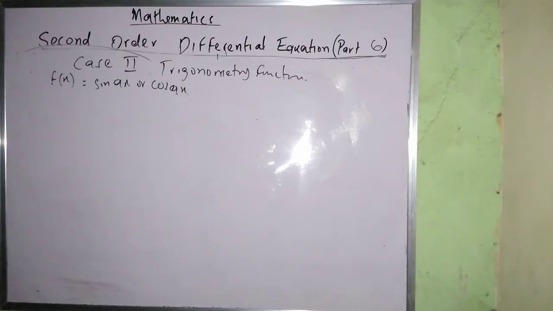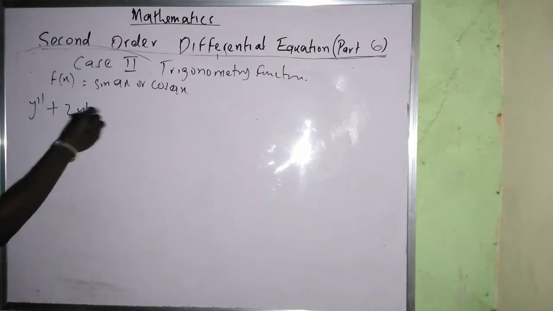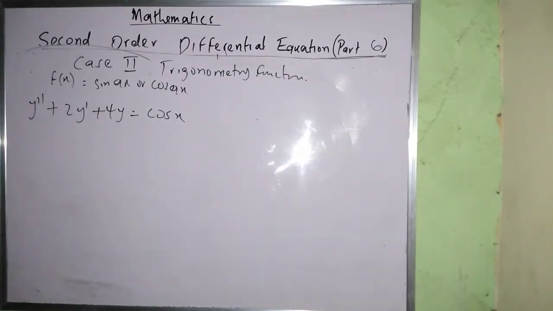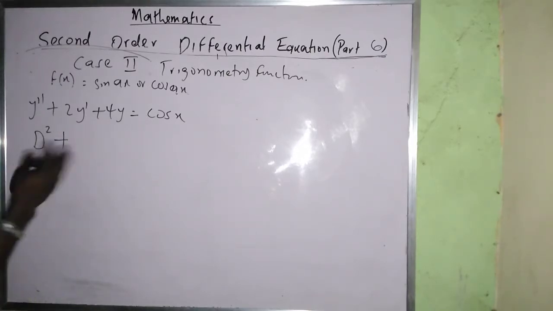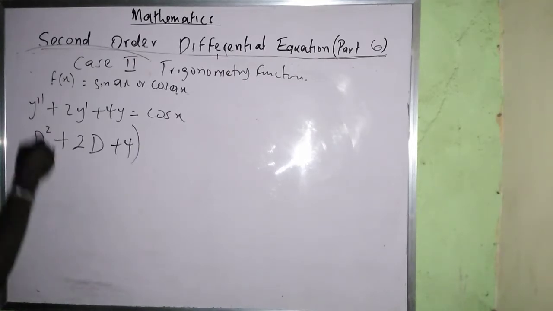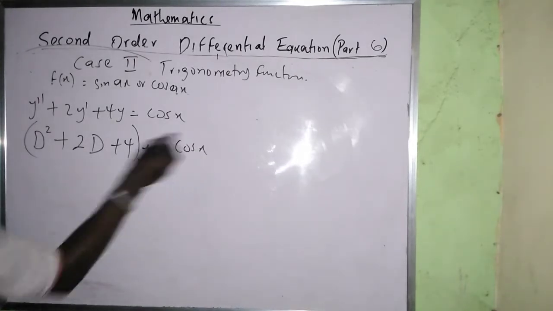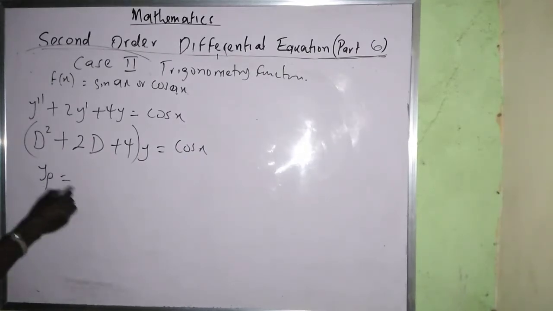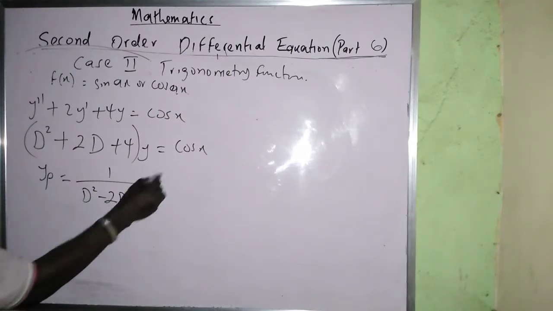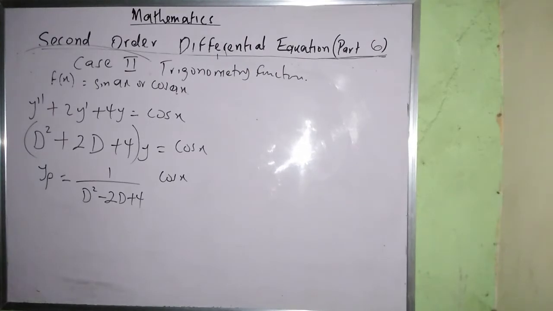If I have this particular problem, y double prime plus 2y prime plus 4y equals cos x. For my auxiliary equation, I can turn it into D squared. There's no time, and we have done a lot of work on the auxiliary part of the equation. Watch our previous video. D squared plus 2D plus 4, bracket of y equals cos x. It means my y particular will equal 1 divided by D squared plus 2D plus 4, cos x.